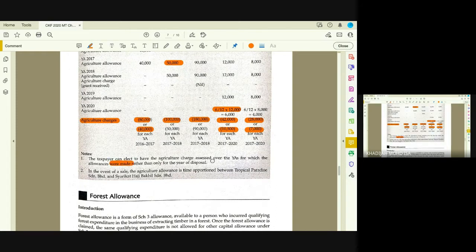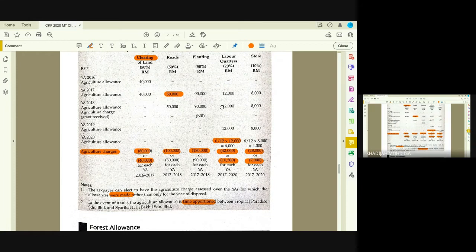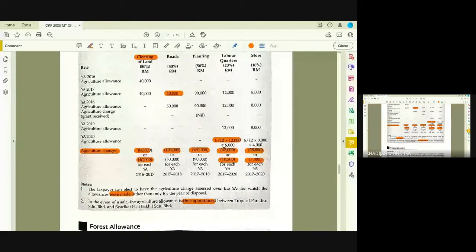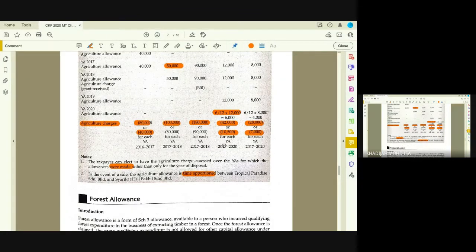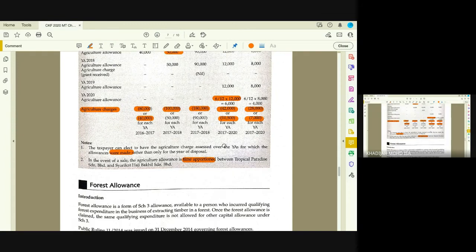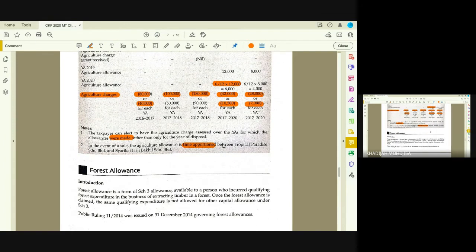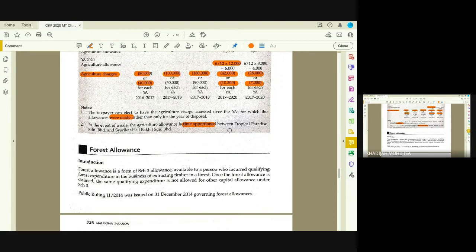In the event of sale, the allowance is time apportioned. So that's why for these labor quarters and store, we time apportion, because we still use the asset prior to the disposal. The day of disposal is 30th of June, so you can claim up to that period. So that's why 6/12. And then the time apportion means that Tropical Paradise, we claim the balance because they are the acquirer. Oh, sorry, Syarikat Haji Bahir is the acquirer, so they claim the balance after that.